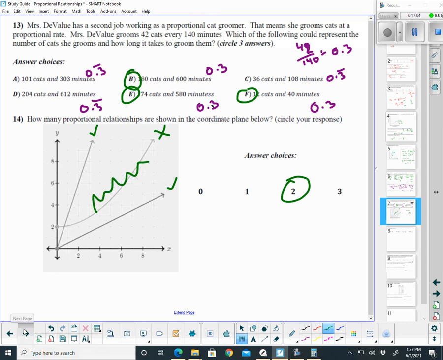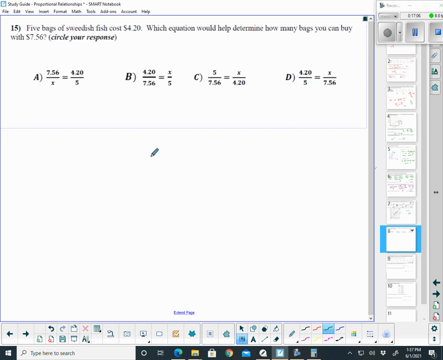Number 15. 5 bags of Swedish fish cost $4.20. Which equation will help you to determine how many bags you can buy with $7.56? So we're not even asked to calculate it. We're just asked which one is the same.